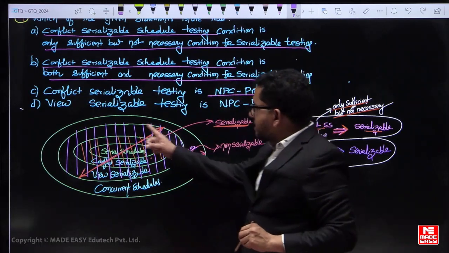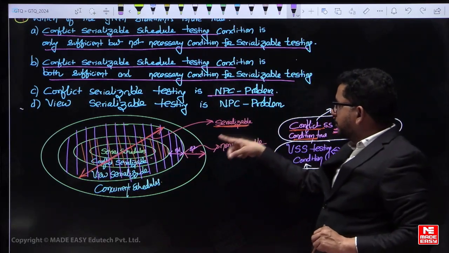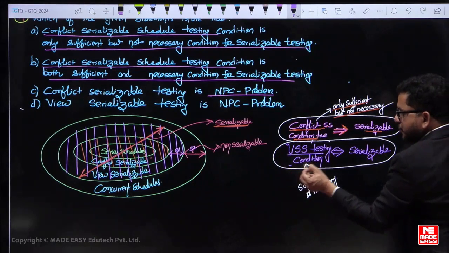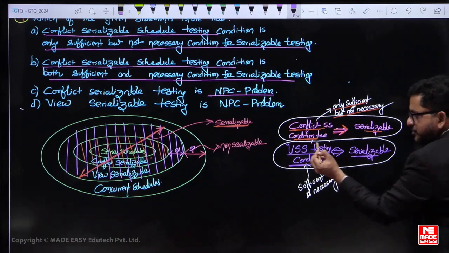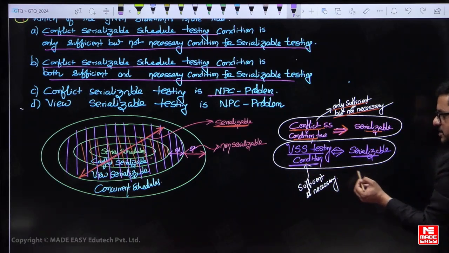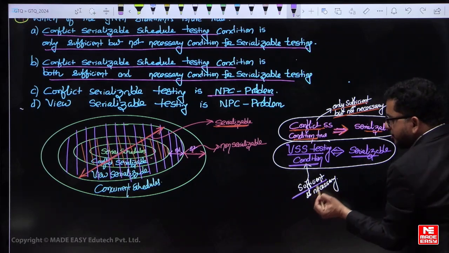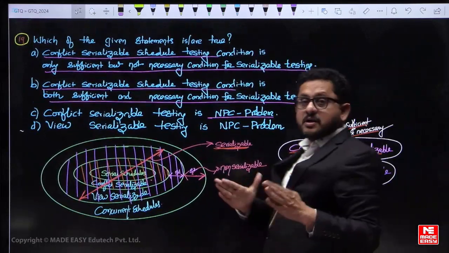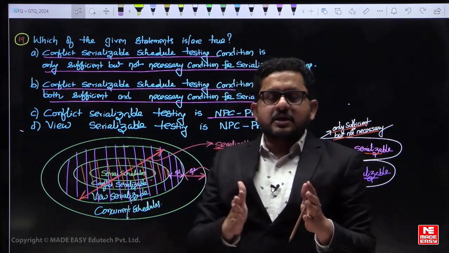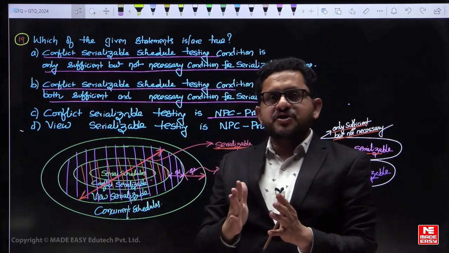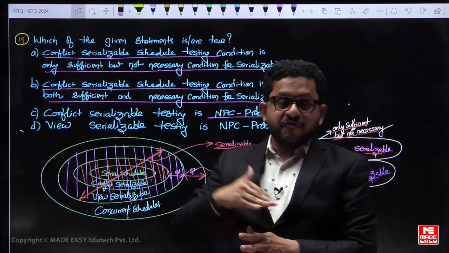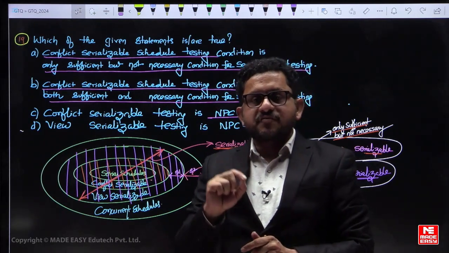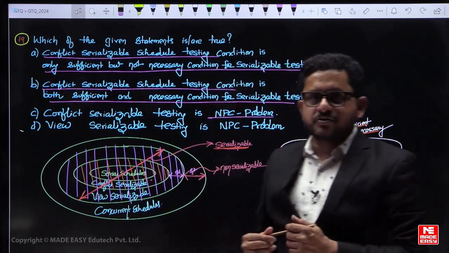If view serializability is satisfied, then it is serializable. If view serializability fails, then it is non-serializable. If the view serializable schedule testing condition is true, then it is a serializable schedule. If it is false, then it is a non-serializable schedule. Such conditions are called both sufficient and necessary. So the conclusion is that the conflict serializable schedule testing condition, acyclic precedence graph or not, is only sufficient but not necessary for serializability conclusion, but the view serializable schedule testing condition is both sufficient and necessary.